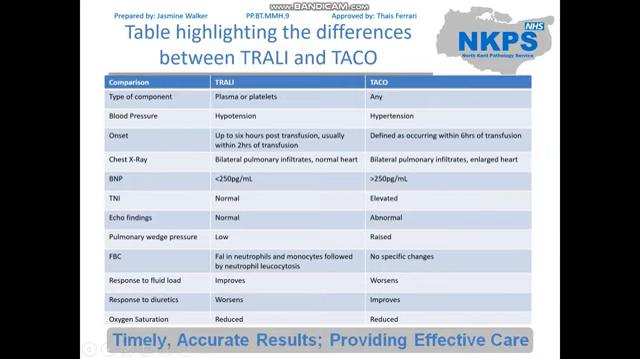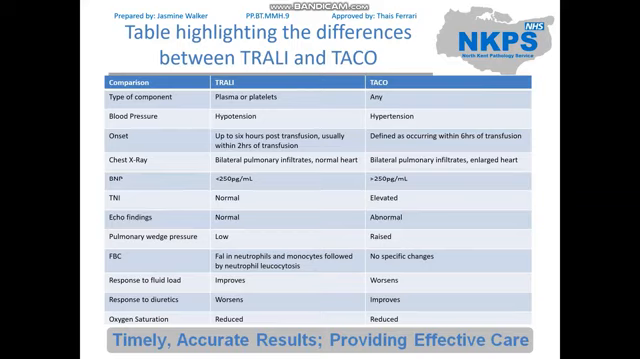Chest X-ray, you'll expect to see the bilateral pulmonary infiltrates on both X-rays. However, with TACO, as the name says, it's got cardiac overload. You're going to expect an enlarged heart, whereas with TRALI, the heart will be normal. The BNP in TRALI will be less than 250, whereas in TACO it will be greater than 250. The TNIs will be normal in TRALI and elevated in TACO. The echo will be normal in TRALI, again because it's lung involvement, but abnormal in TACO because it's cardiac involvement. The pulmonary wedge pressure will be low in TRALI and raised in TACO.